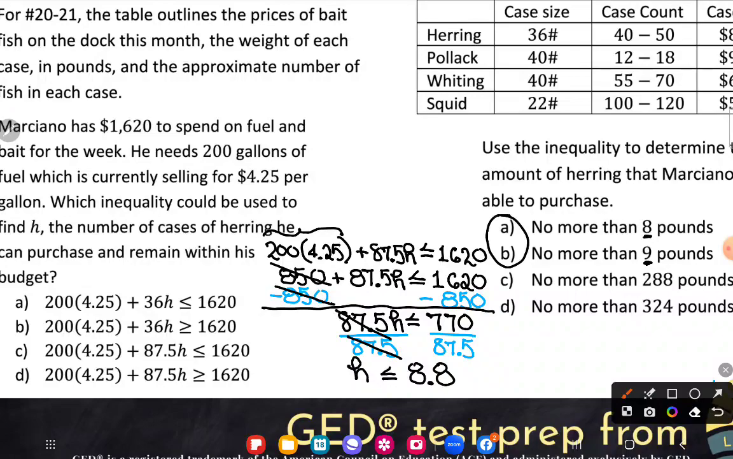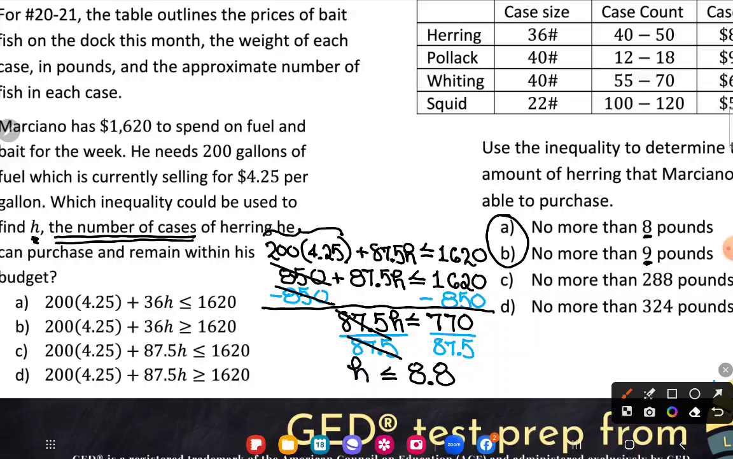Don't just automatically assume once you solve an inequality or an equation, you have what you need. Remember what our H represented. H is the number of cases. If those said, no more than 8 cases or no more than 9 cases, I would find those numbers tempting and I would go with them.